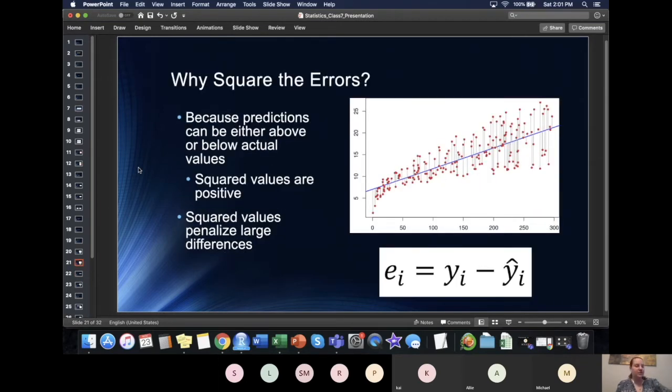Are there any more questions about squared errors? We're going to get into the prediction model formula in just a second. Okay, good.